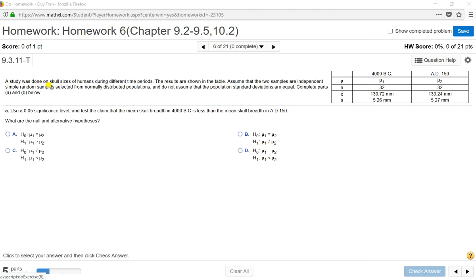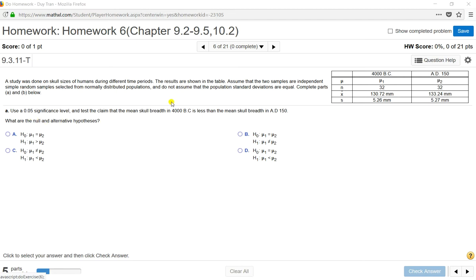A study was done on the skull size of humans during different time periods. We have 4000 BC and 150 AD. Now we assume that the samples are independent, simple random samples, and this is also from a normally distributed population. We are asked to complete part A and B. For part A, they're asking us for the null and alternative hypothesis.